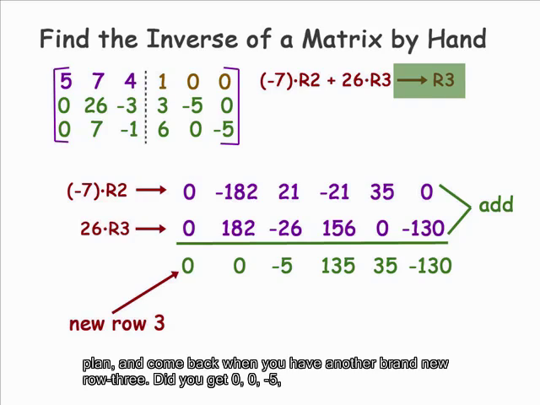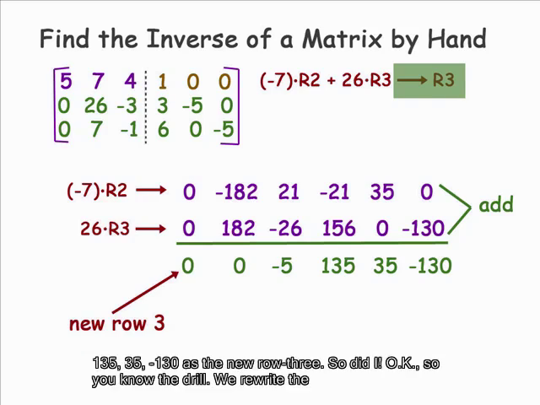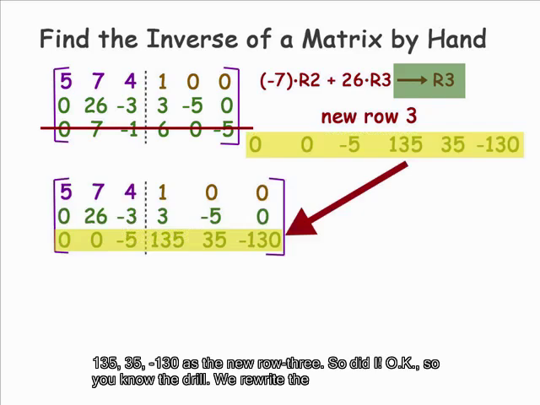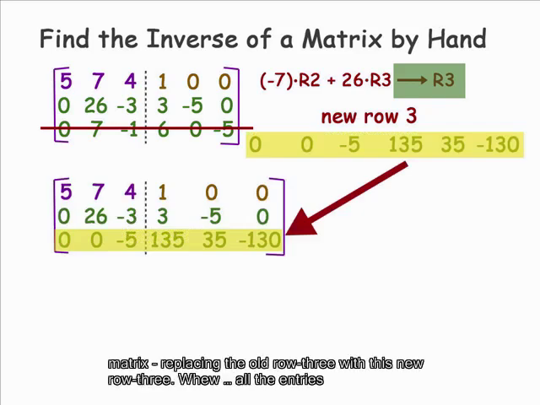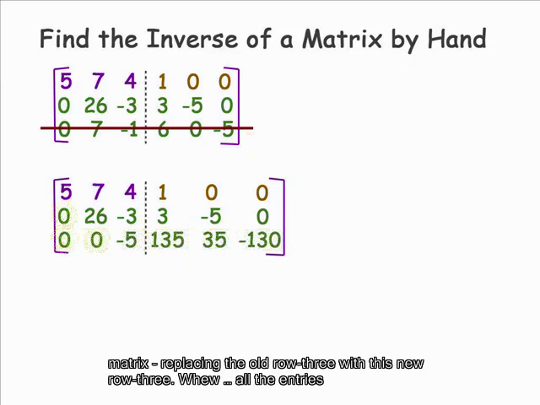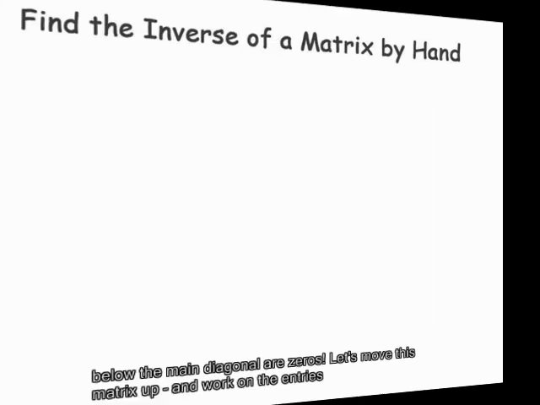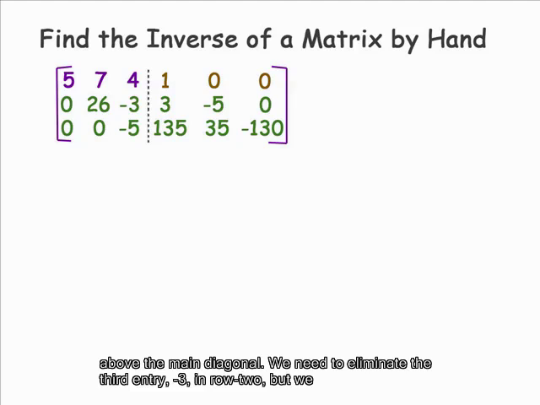Did you get 0, 0, -5, 135, 35, -130 as the new row 3? So did I. Okay, so you know the drill. We rewrite the matrix, replacing the old row 3 with this new row 3. Whew! All the entries below the main diagonal are zeros. Let's move this matrix up and work on the entries above the main diagonal.